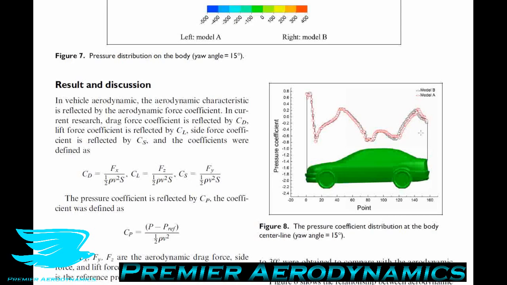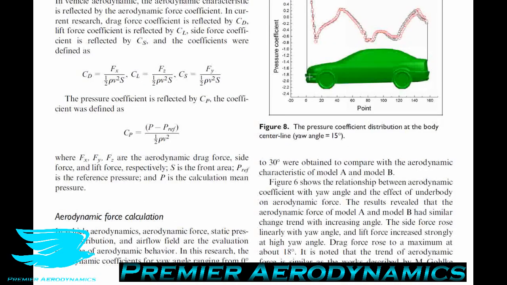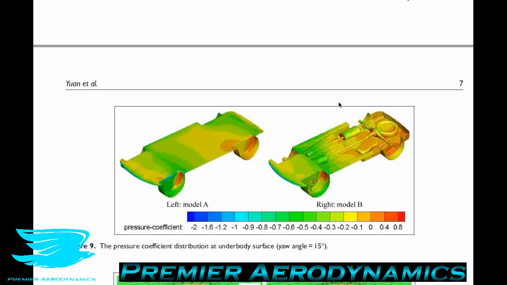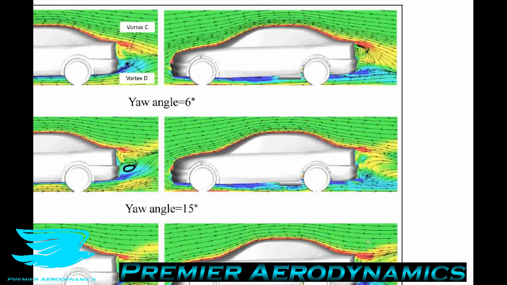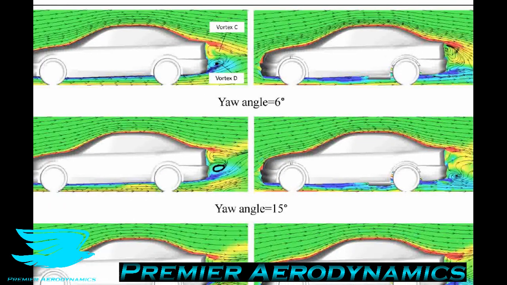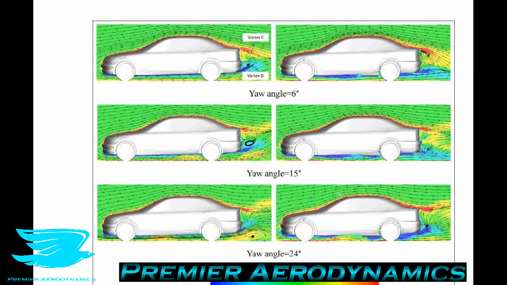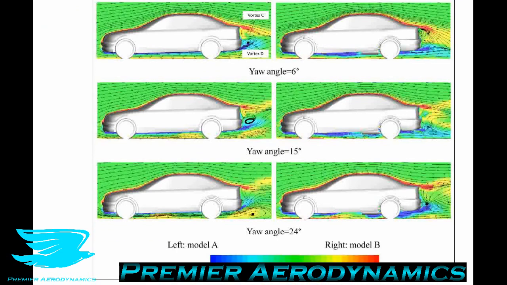And to understand why, we need to look at figure 10, because this only gives us the pressure coefficient. So in figure 10, we can see, I'll zoom in a little bit here as well for you, the models with different yaw angles from 6 degrees to 24 degrees. And we see the streamlines around there. So we're focusing on 15 degrees first, and it shows the vorticity in the coloring and the streamlines.